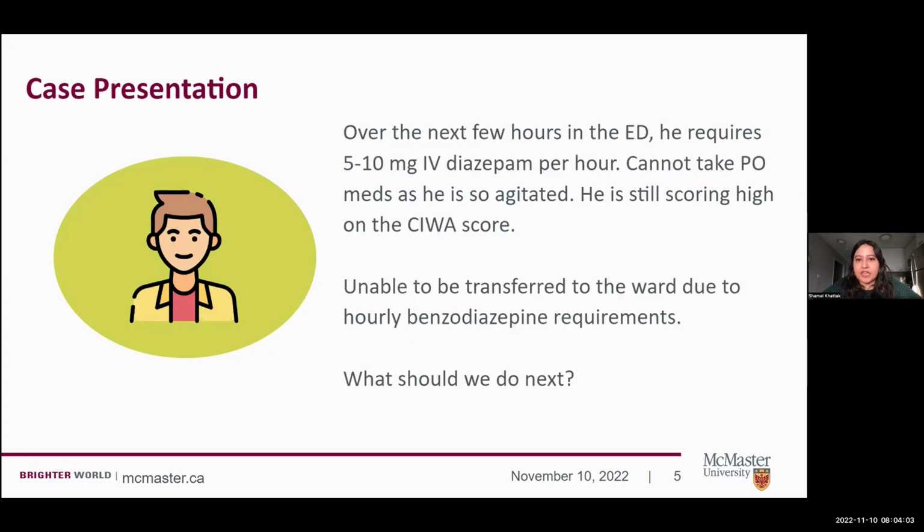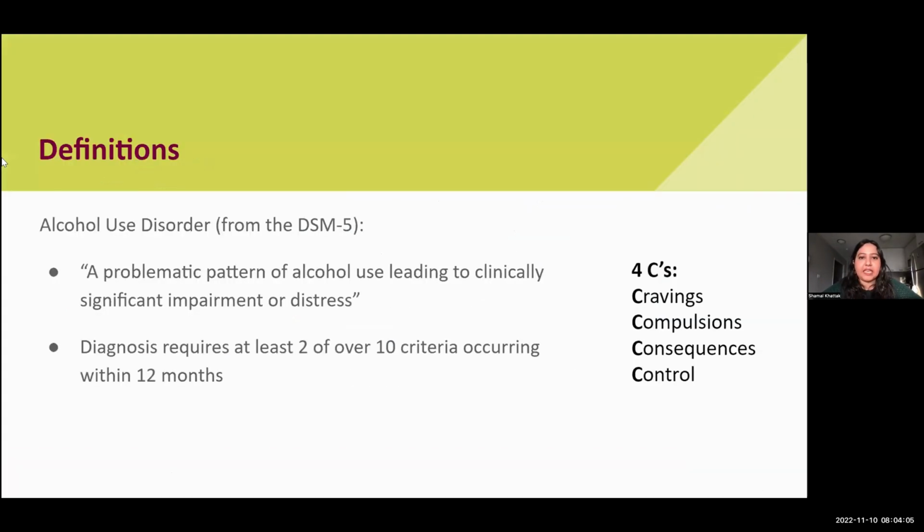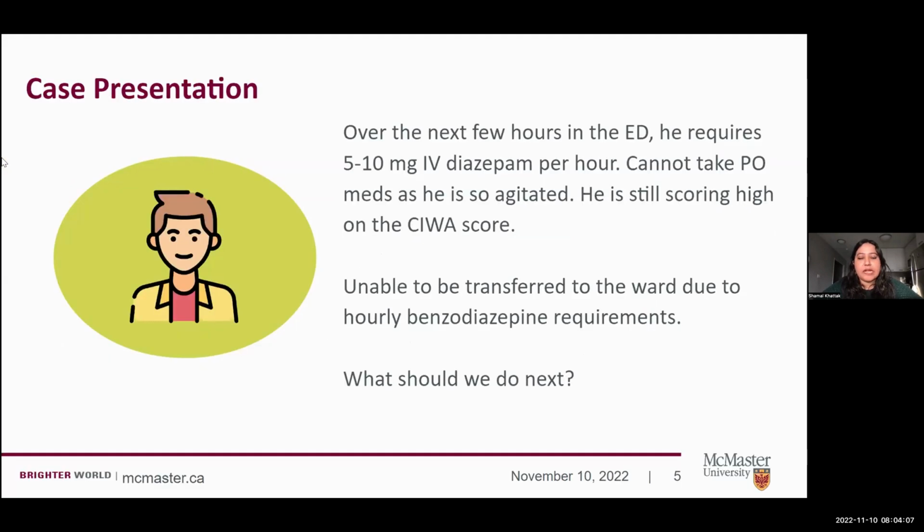Over the course of the next 24 hours, he requires quite a few doses of IV diazepam, up to 10 milligrams per hour. He's so agitated that he cannot take oral medications, but he continues to have a high score on the CIWA-Ar score. And this ultimately means that he cannot be transferred to the ward due to hourly benzodiazepine requirements. So the question that we hope to address with this presentation is, what should we do next in a case like this?